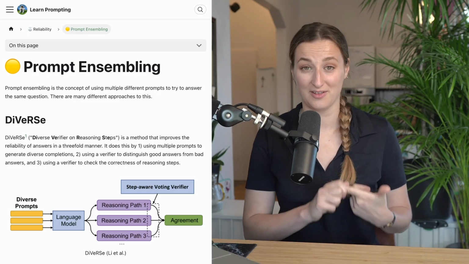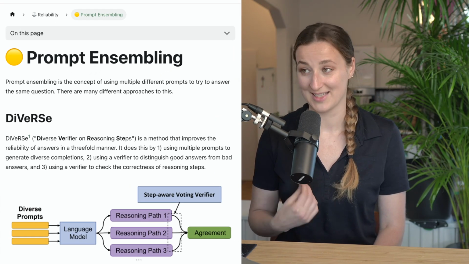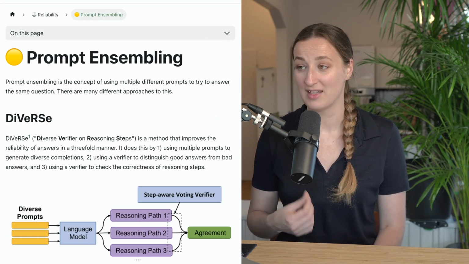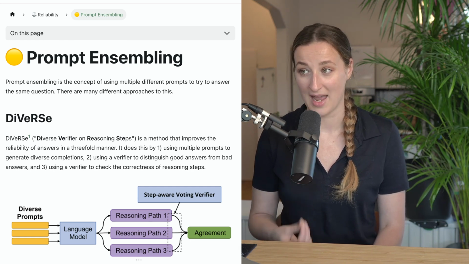First one is called DIVERSE, which stands for Diverse Verifier on Reasoning Steps. It is a method that improves the reliability of answers in a threefold manner. It does this by using multiple prompts to generate diverse completions, and this is what we are going to focus on. The verifier here is a neural network, but it's not like I know how to work with neural networks, but I still want to show you an example of this technique, which you can already use today.